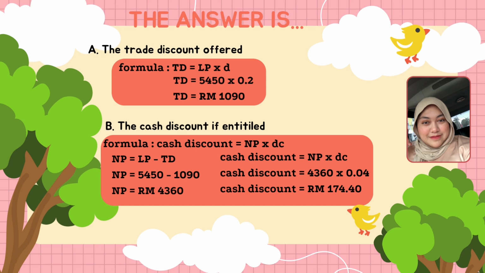For question B, the formula used to find the cash discount is cash discount equal to net price multiplied by cash discount. But the net price value is not given, so we have to find it by using formula. NP equals to LP minus TD. So after we put all the information, the answer will get RM4360 for the net price. After that, we can find fair value for cash discount by using the formula cash discount equals to NP multiplied by TC. So after we put all the information, the answer will get RM 174 and 46.